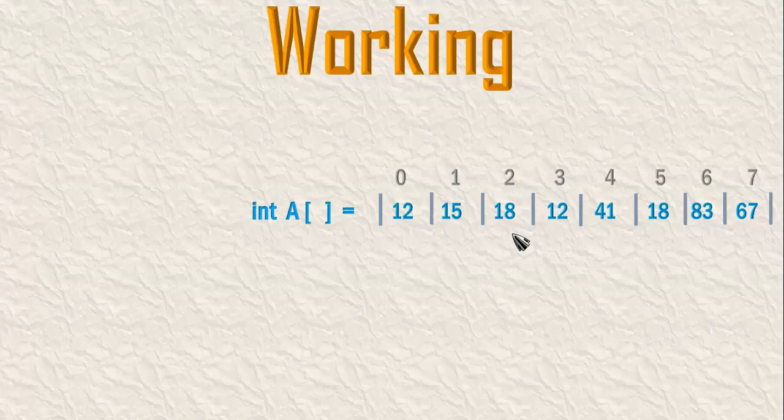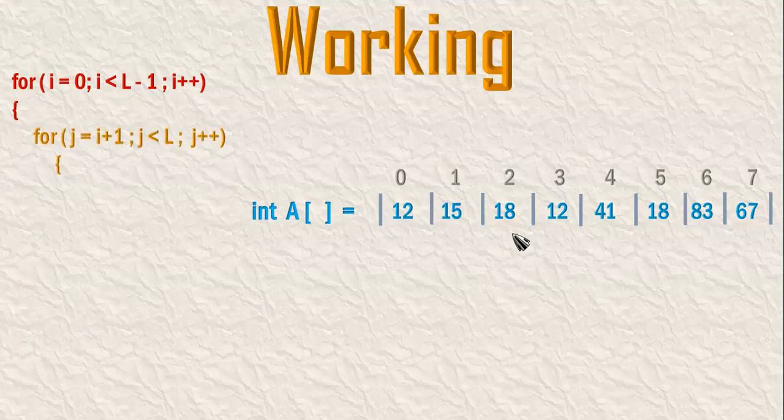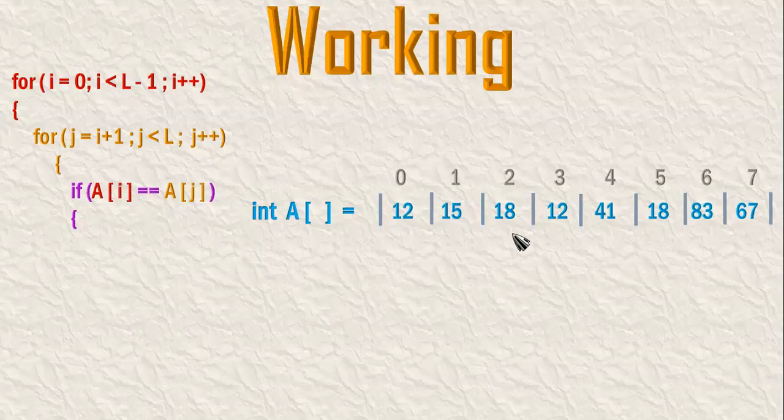So this will be the outer for loop. So we will have for i equal to 0, i less than length minus 1, i plus plus. At every pass, it should compare the element with the other elements. We will have the next for loop, that is, j equal to i plus 1, the element next to i. To compare, we will have an if condition: element at i is equal to element at j.